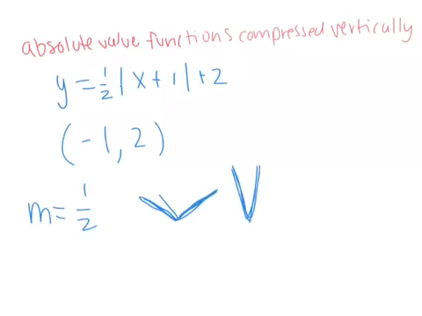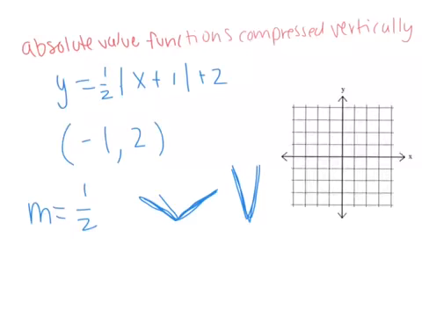When you graph this, (-1, 2), you can see a slope of 1/2, that is wide rather than skinny.